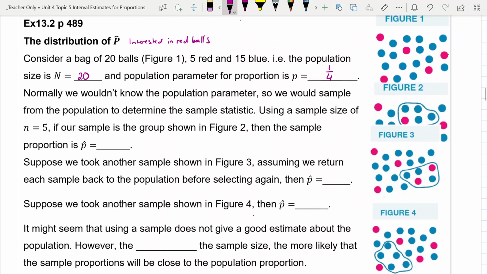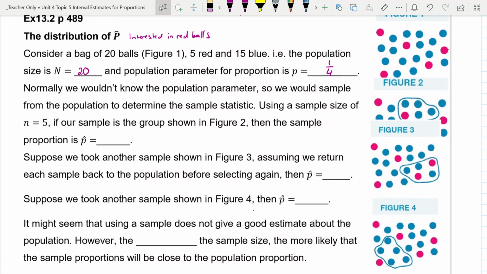sample statistic. So if we have a look at figure 2, can you see that some of it has been circled? In that sample of 5, we've only got 1 red ball. So our sample proportion is 1/5. Let's take another sample. In this sample, circled over here, we have 2 red balls. So this sample proportion is now 2/5.